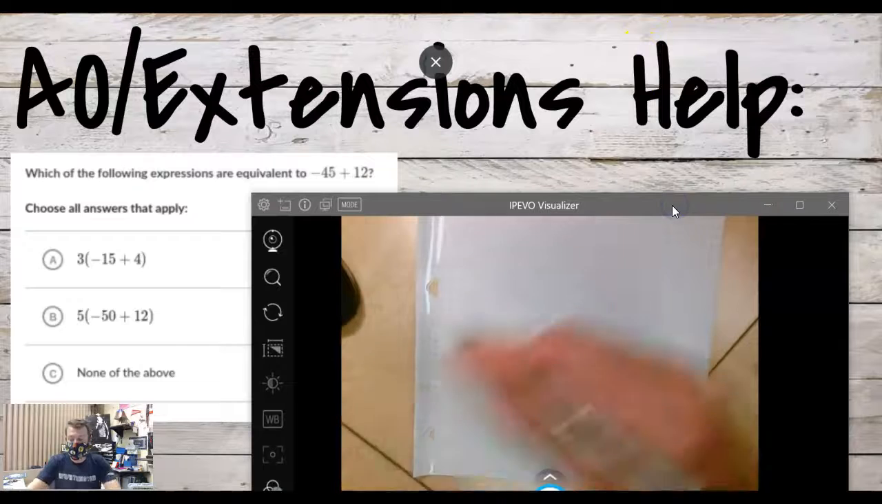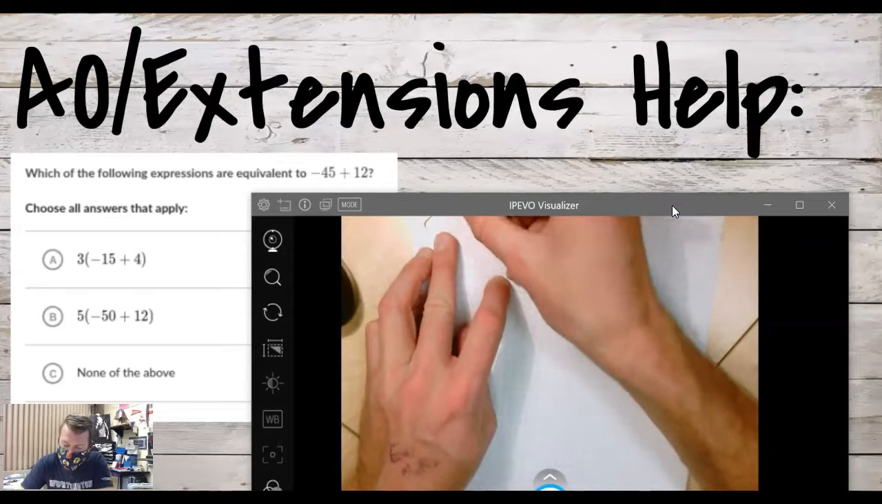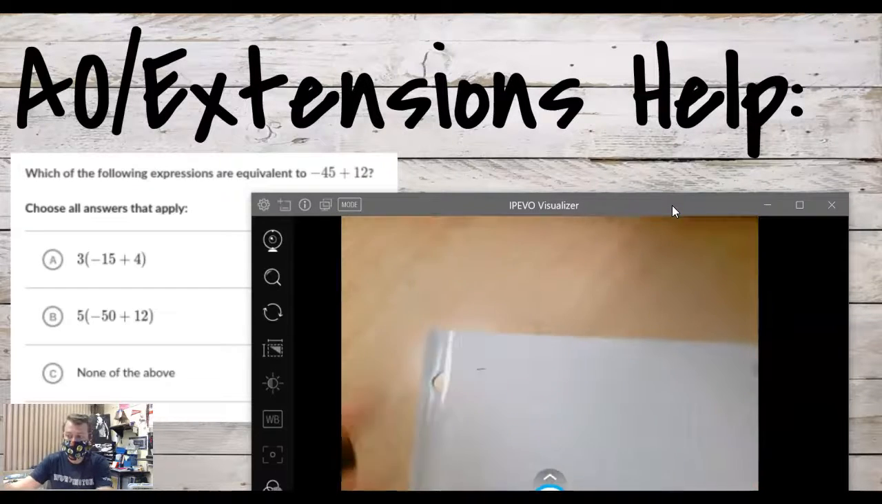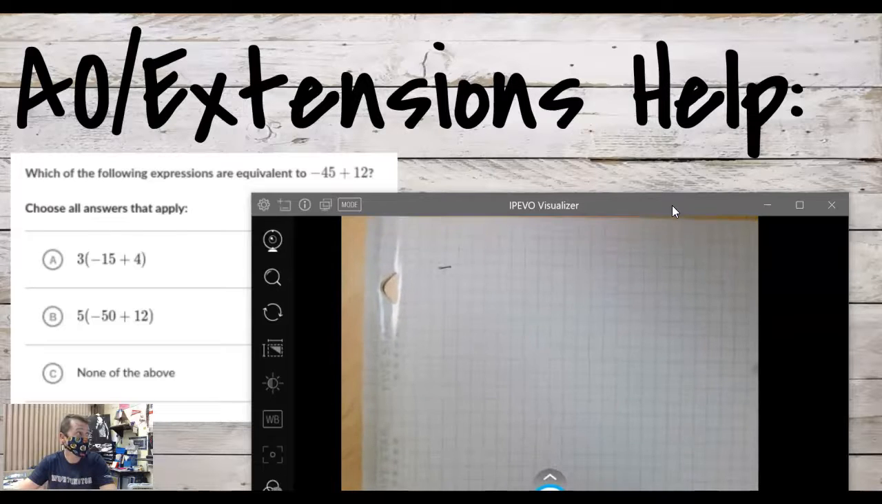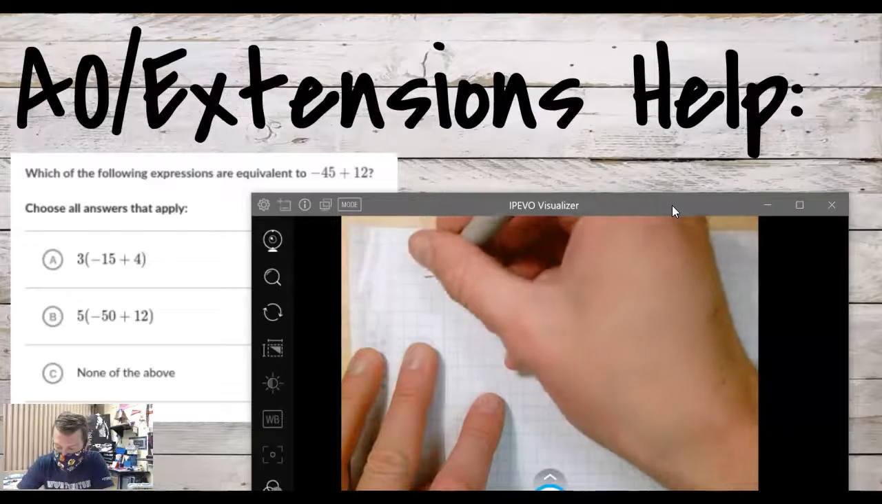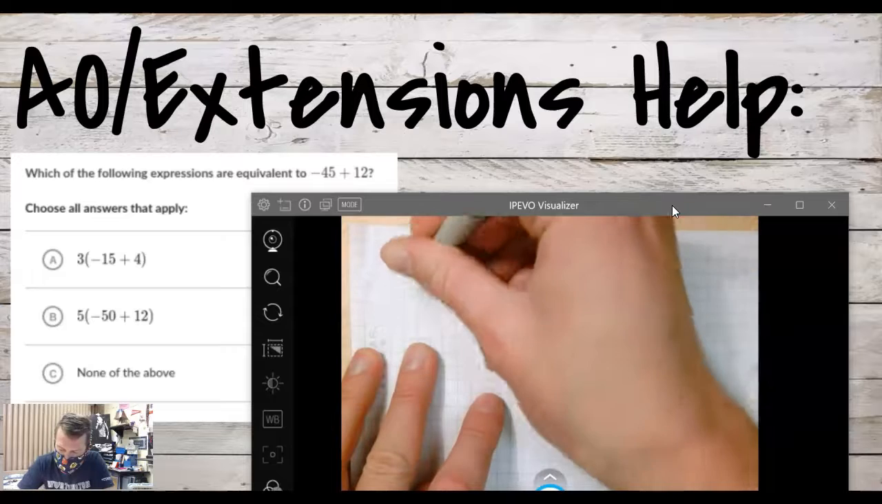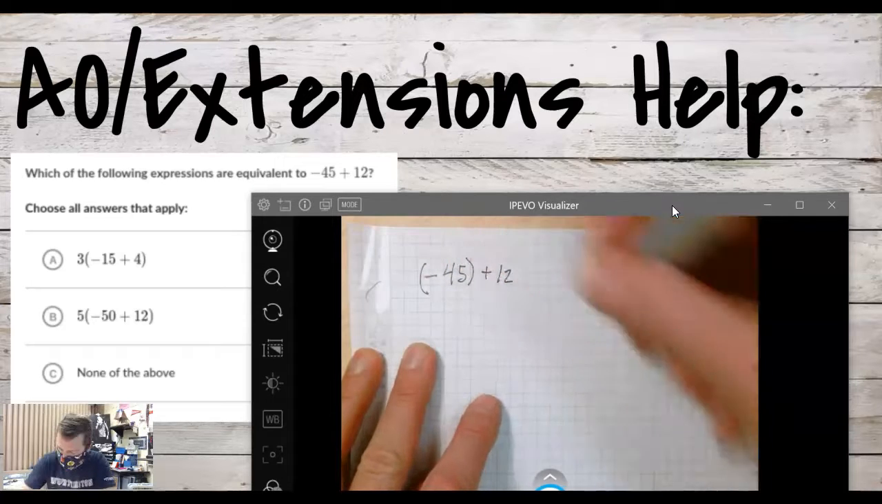So they give us negative 45 plus 12, which, if I want to figure out what it is, is negative 45 plus a positive 12. I'm going to put negative 45 in parentheses, plus 12.